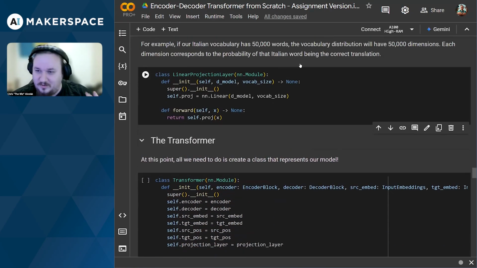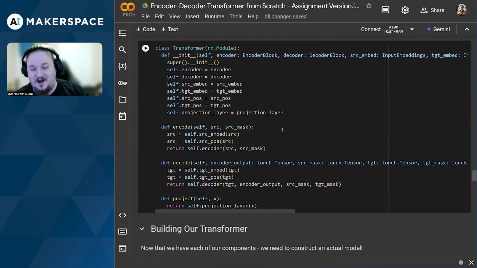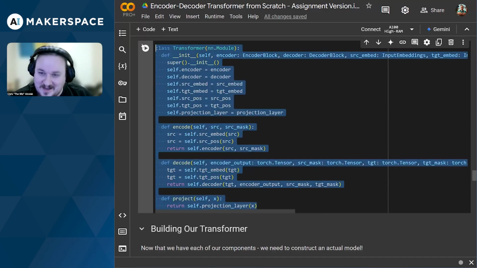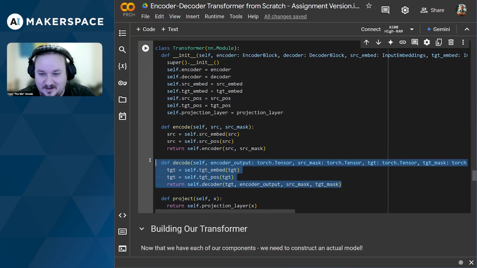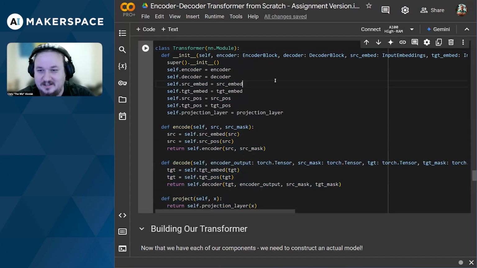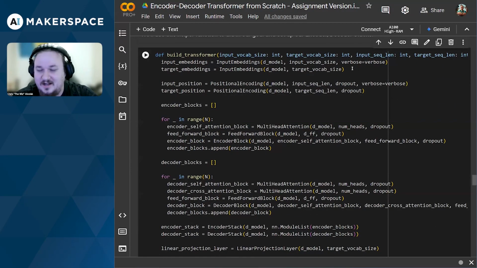So finally, we've got all this stuff. We can build the transformer in code. All of that code above gets boiled down to this, which is a transformer module, right? Where we have encode, then decode, and finally project. We set up our encoder and decoder. We set up our embeddings, our target embeddings, our source positions, our target positions, and our projection layer. That's it.